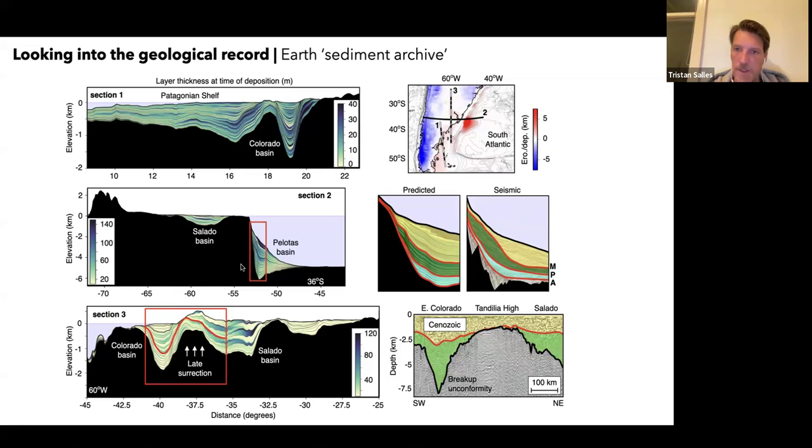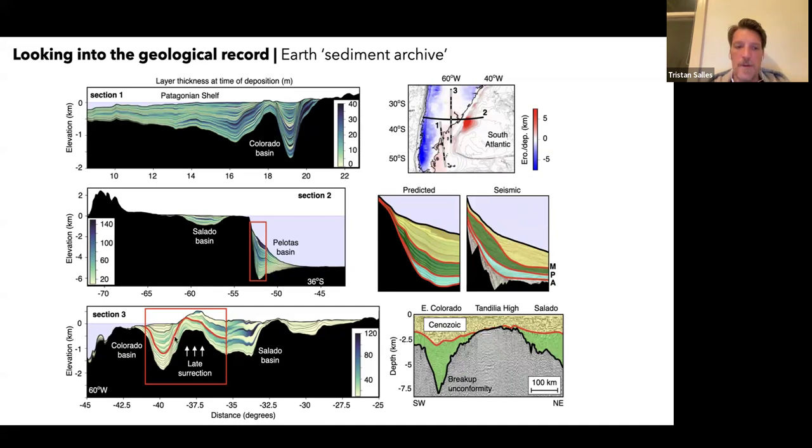One place where it's relatively interesting is this section three here, which goes from the north to the south. So you've got the north here and the south there. And what we see from our model is that we've got an initial part where this Colorado Basin and Salado Basin are actually connected. And this is really induced by the initial paleotopography that we use.